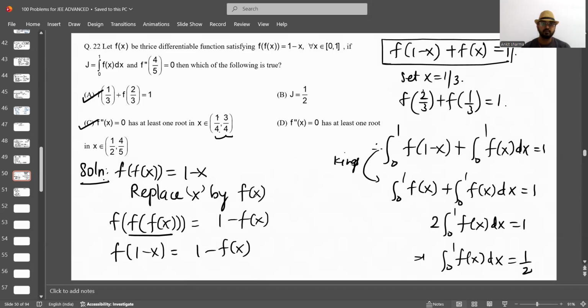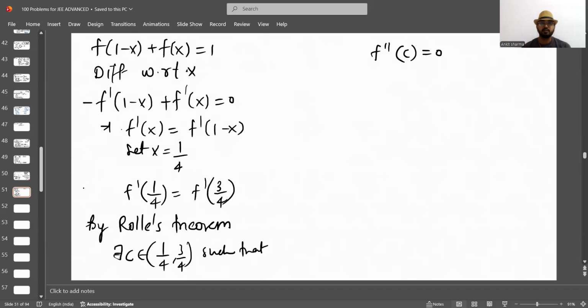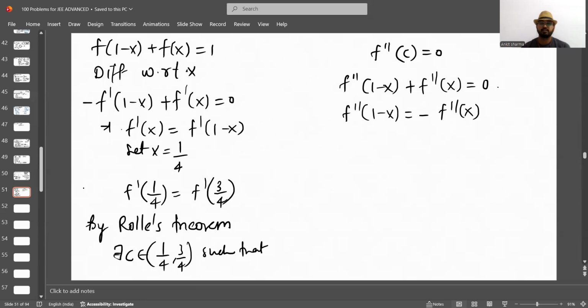So now what we will do, this is for f triple dash basically, the correct question. Now if I consider f double dash, I'll differentiate this one again. If I differentiate it, I'm going to get f double dash of 1 minus x, and then plus f double dash of x is equal to 0. This is what I get. So f double dash of 1 minus x is going to be minus of f double dash of x.